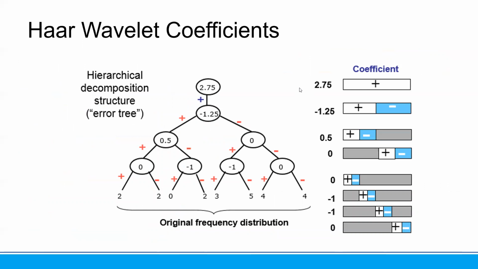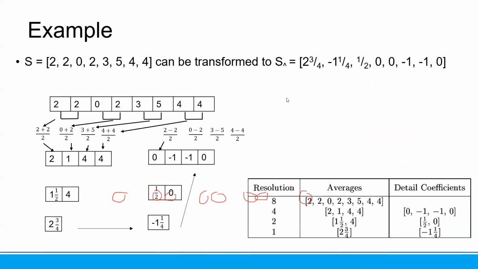And we can get the Haar wavelet coefficients like this one. So it means now we can make the tree. This is based on what we already saw before. So we have the values 2, 2, 0, 2, 3, 5, 4, and 4.